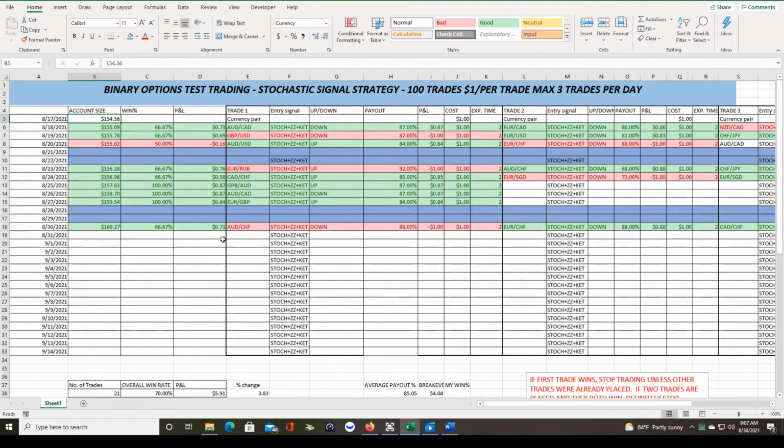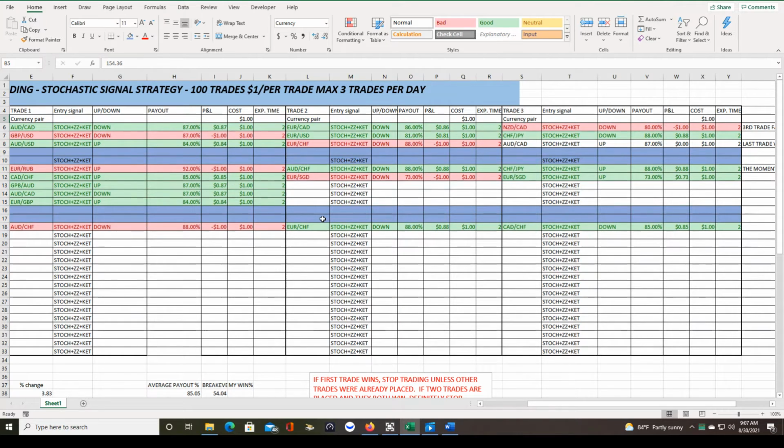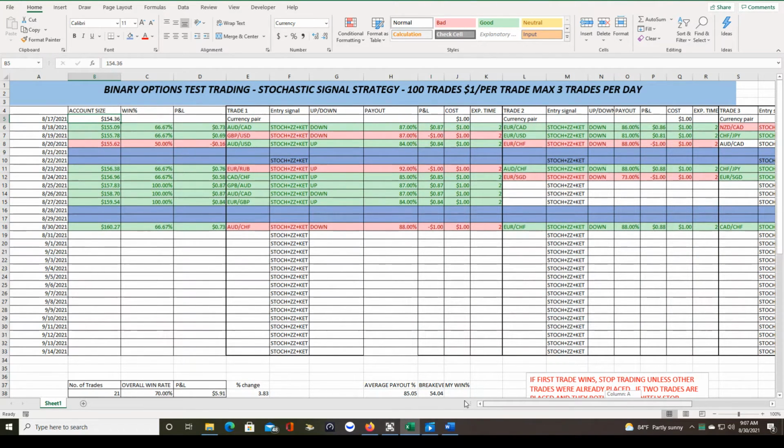So here is the first trade. We lost $1, when you lose the entire dollar. And here's the second trade. We made 88 cents on that one. And the third trade, we made 85 cents. So you combine those two together, and you've got a green day.